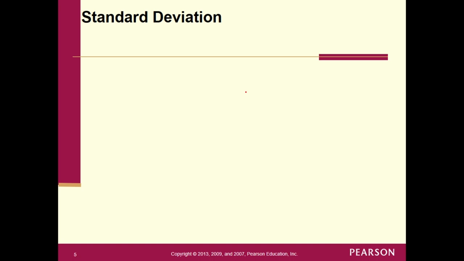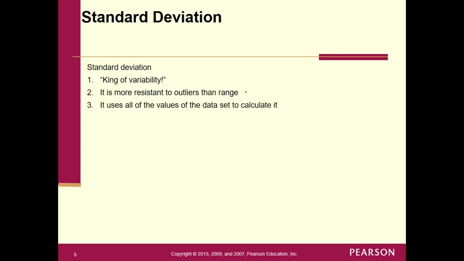Which takes us to the standard deviation. So the standard deviation, I would call this the king of variability. Why? Because when other disciplines, not statistics alone, talk about variability in the data, they're probably talking about standard deviation. And so this is universally known. It is more resistant to outliers than the range, not completely resistant, but a little bit more resistant. 3, it uses all the values of the data set to calculate it.